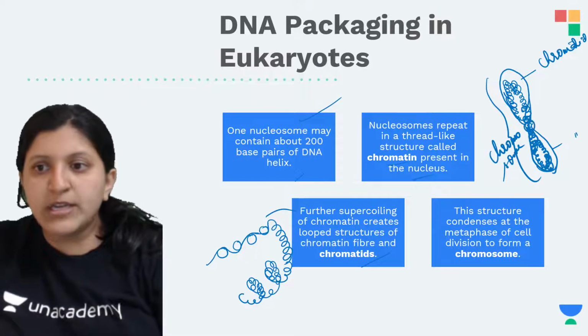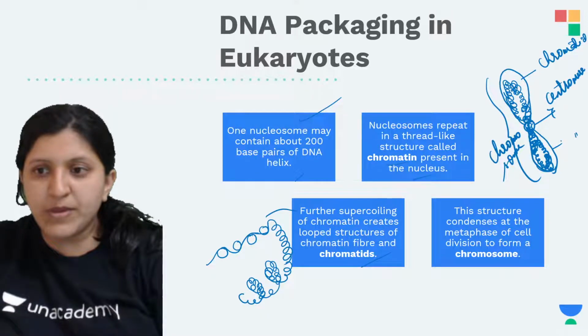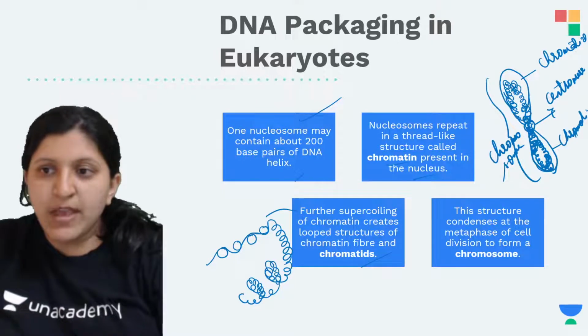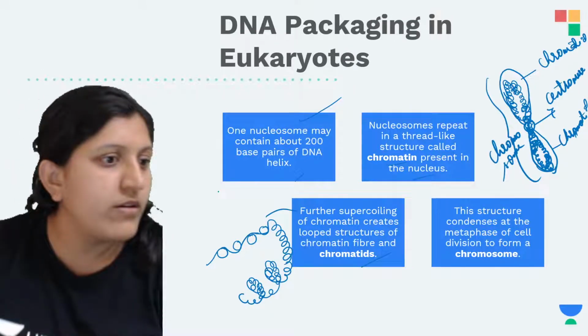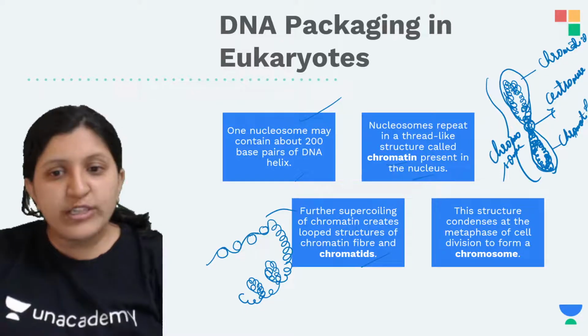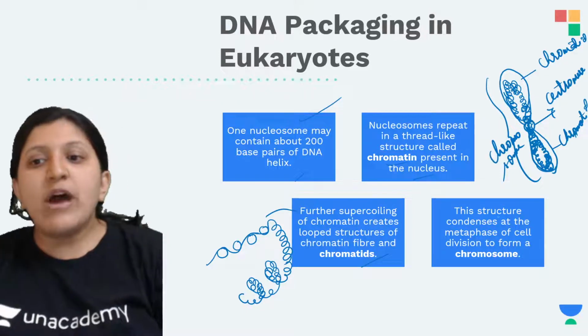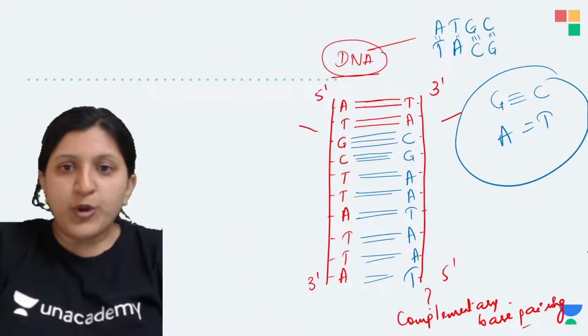Now this center part that you see is a centromere. This is also a chromatid. Let me just write it. This is also a chromatid itself. Now further supercoiling is going to give us a chromatid. This structure condenses at the metaphase of the division to form a chromosome.